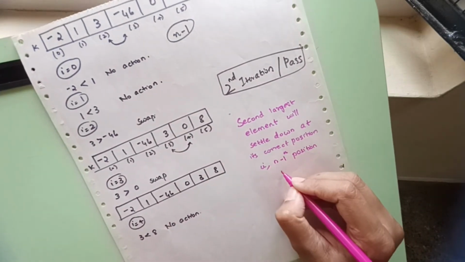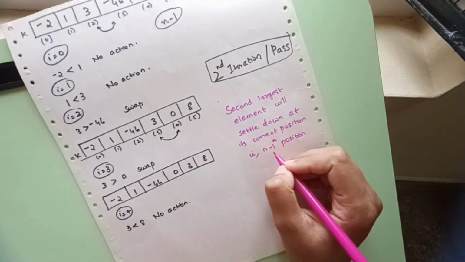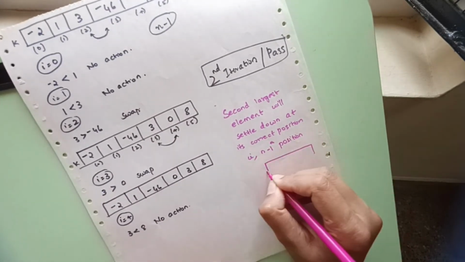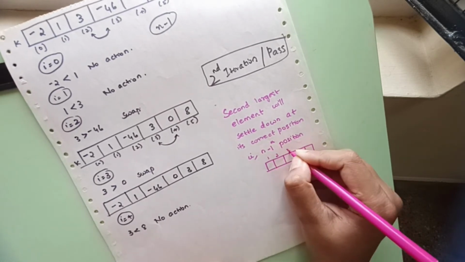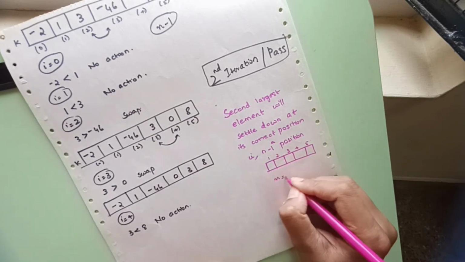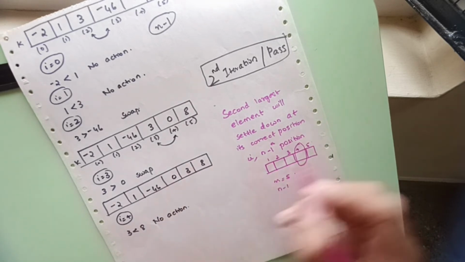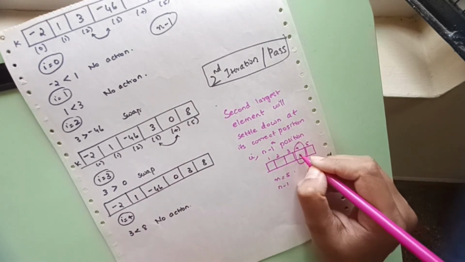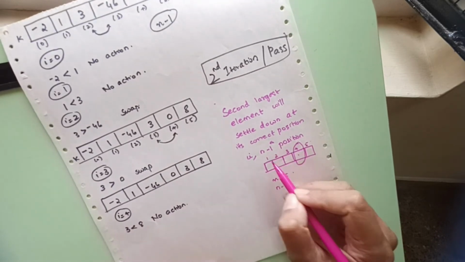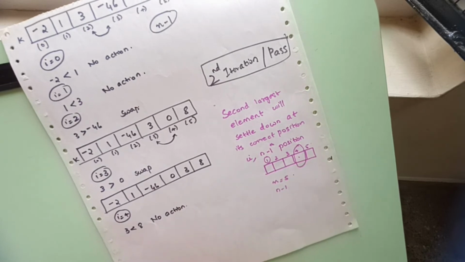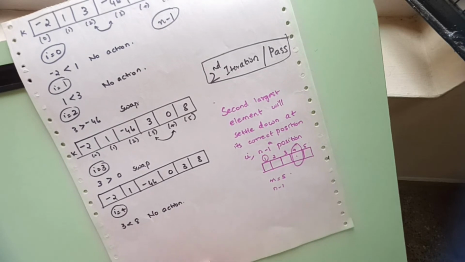provided the array starts from 0. Okay, n minus 1 position. See, suppose this is the array. If the array index starts from 1 up to 5, then n is equal to 5. So n minus 1 means the 4th position. So after the second iteration, the second largest element will occupy this position. So n minus 1 position only if the array index starts from 1. If the array index starts from 0, you have to see and write accordingly.